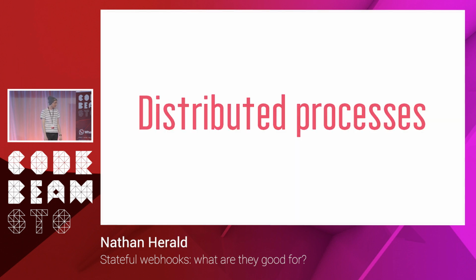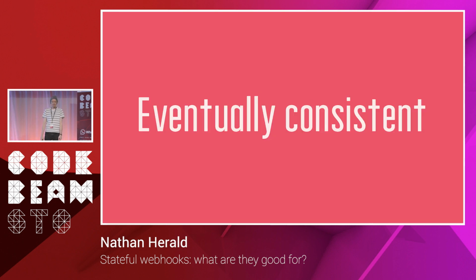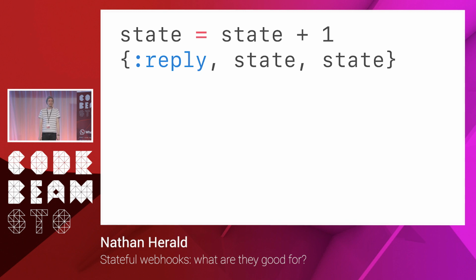The first thing that's missing is distributed processes, and you're probably thinking that's not missing, but it is. There's a thing called global. It's fantastic. It's great. It's eventually consistent. And that causes me problems because that means I either end up with inconsistent routing or inconsistent state sometimes, and I just don't want to have that. I want to write the code where I add 1, and I know that I added 1 to the number I returned last time. The problem is if I don't know that I'm getting 4, maybe I get a 3 again, then it doesn't work.